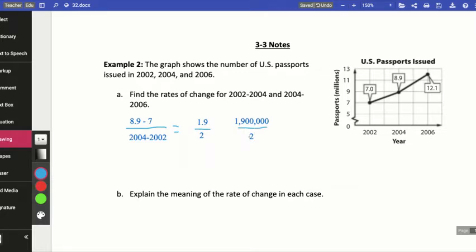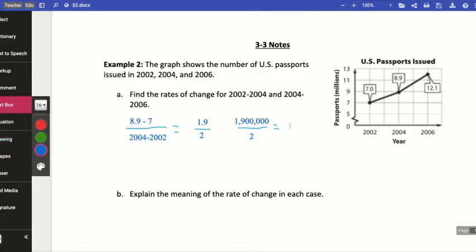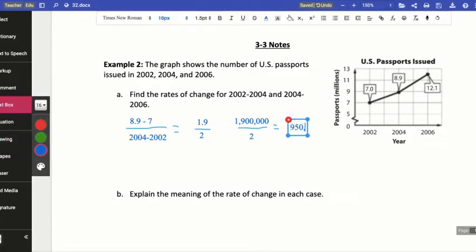And here, if you wanted to divide this and then make your answer into millions, we know that 1.9 divided by 2 is 0.95, and you can make that 950,000. Or we could divide it here and know that this equals 950,000. Remember, you can use a calculator right now. This 950,000 means that there were 950,000 passports on average issued per year.